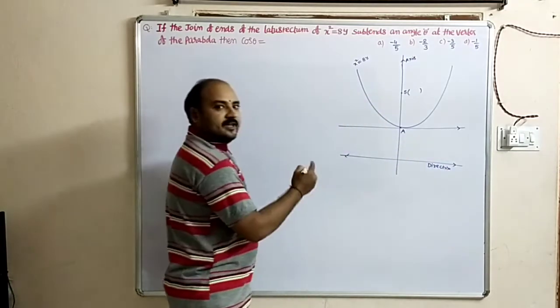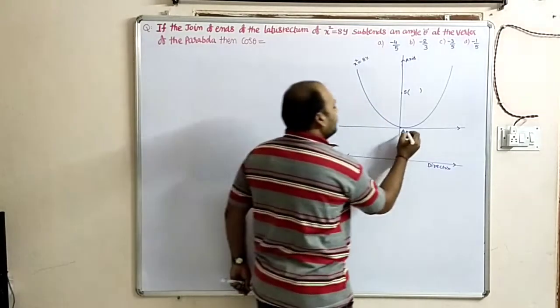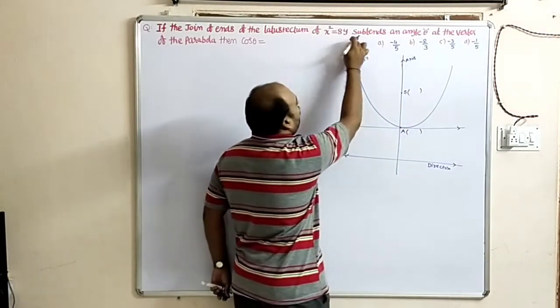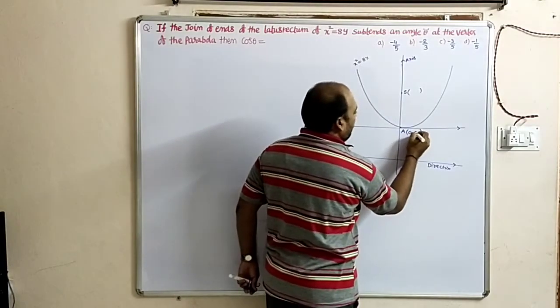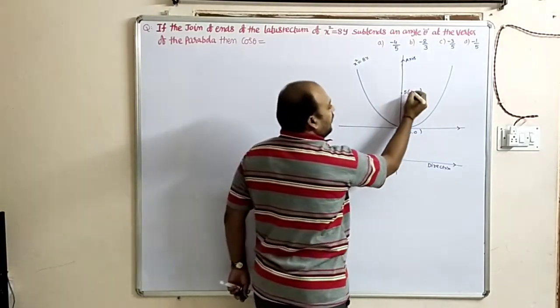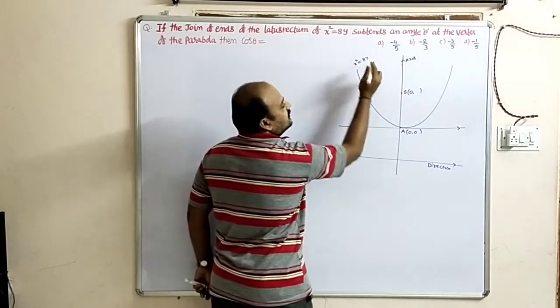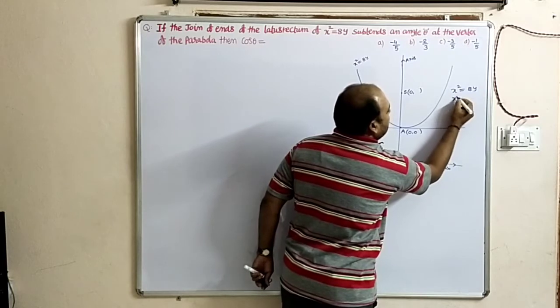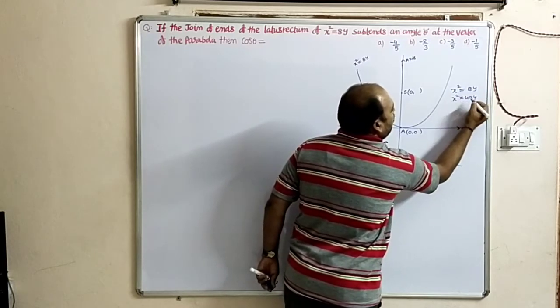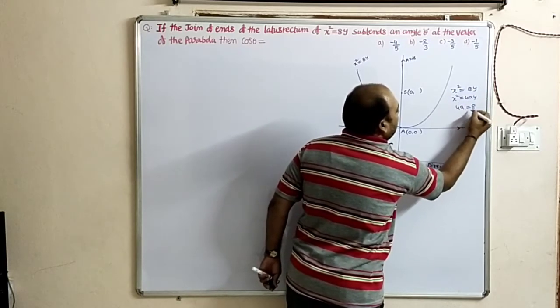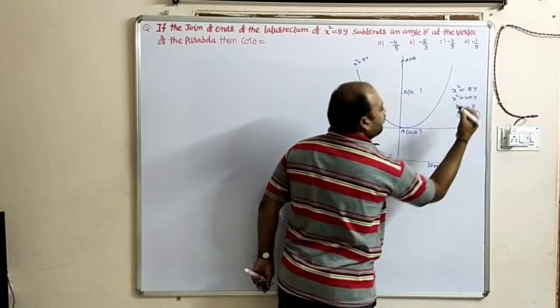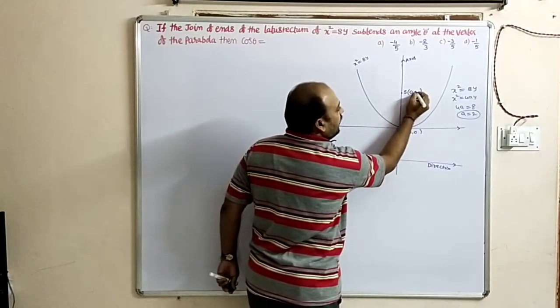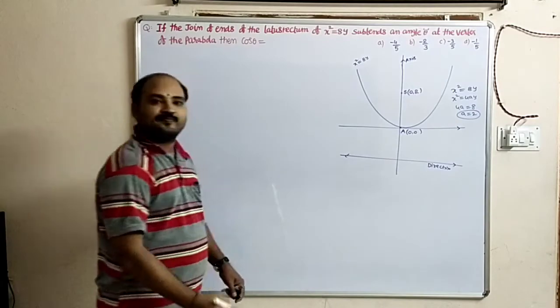This is the vertex. A is the vertex. Vertex is the origin. Why? Because x square equal to 8y. Focus is 0 comma a. Compare 0 comma a with x square equal to 4ay. 4a equal to 8, a equal to 2. So focus coordinates are 0 comma 2.